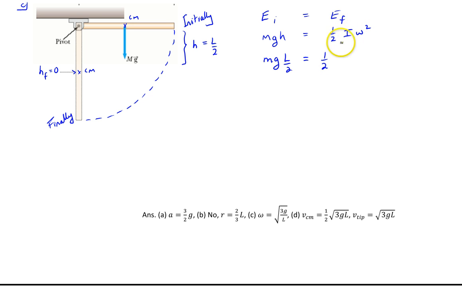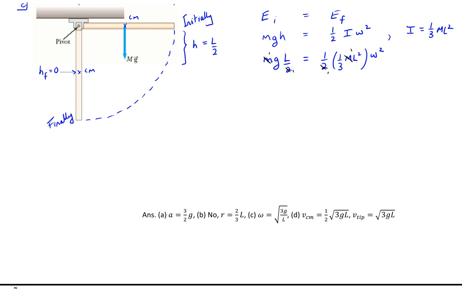Well, do we know what the I is for a rotating rod at the pivot point? Well, yes, we do. Remember we learned that earlier. That was equal to, we looked it up, 1/3 ml squared. So we're going to replace that into here: 1/3 ml squared times omega squared. So then we have some cancellations. We see that it's independent of mass, that rotational velocity. And these 2's cancel out as well.